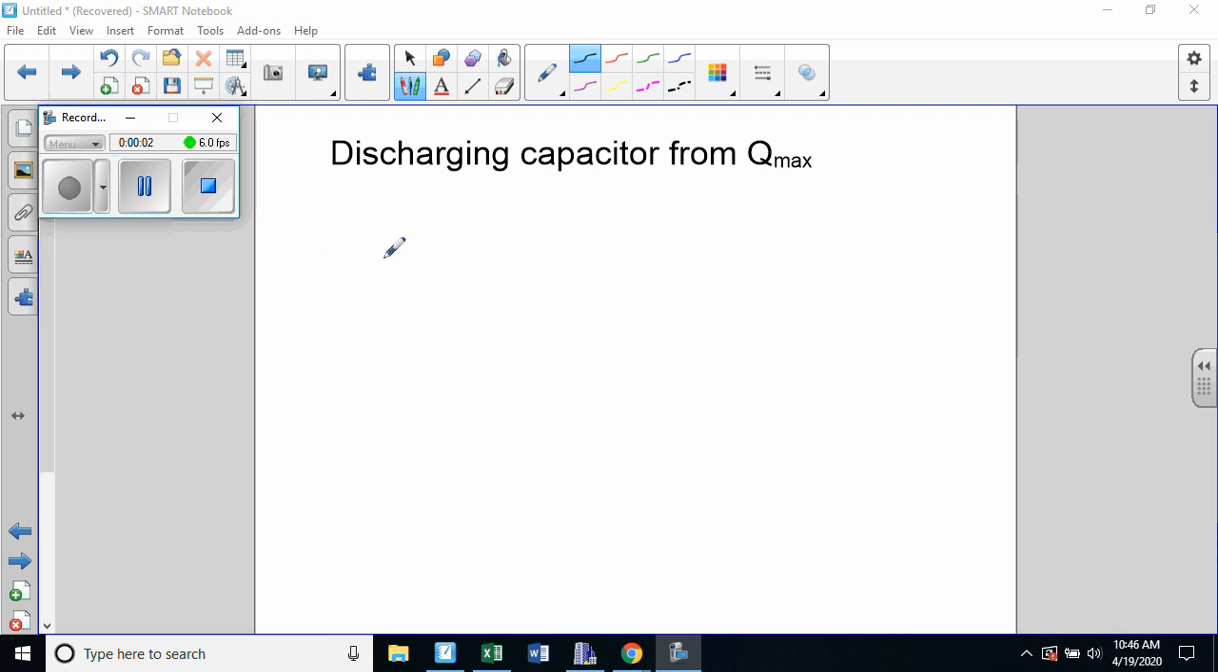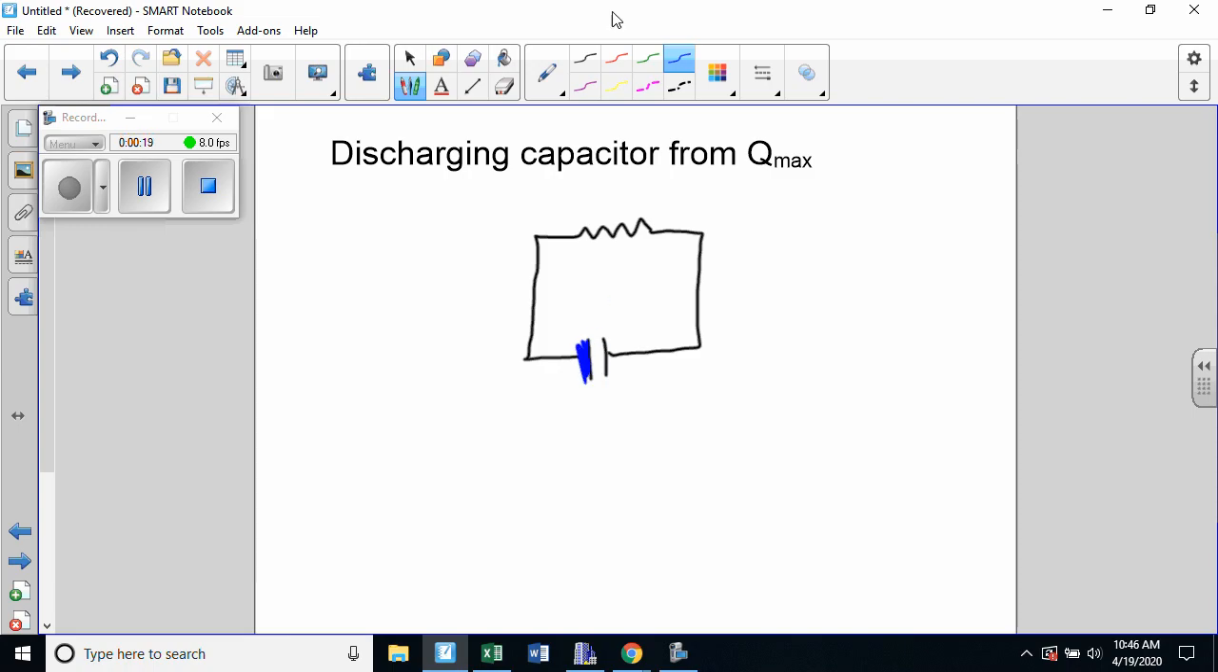Okay, now we're going to look at discharging a charged capacitor. Imagine that you've built a circuit to charge up your capacitor, and then you remove the battery so that you're not accumulating any new charges, but you have a charged up capacitor. So you've got positives here, negatives here. It's fully charged up. You remove the battery, but you close the circuit with a resistor.